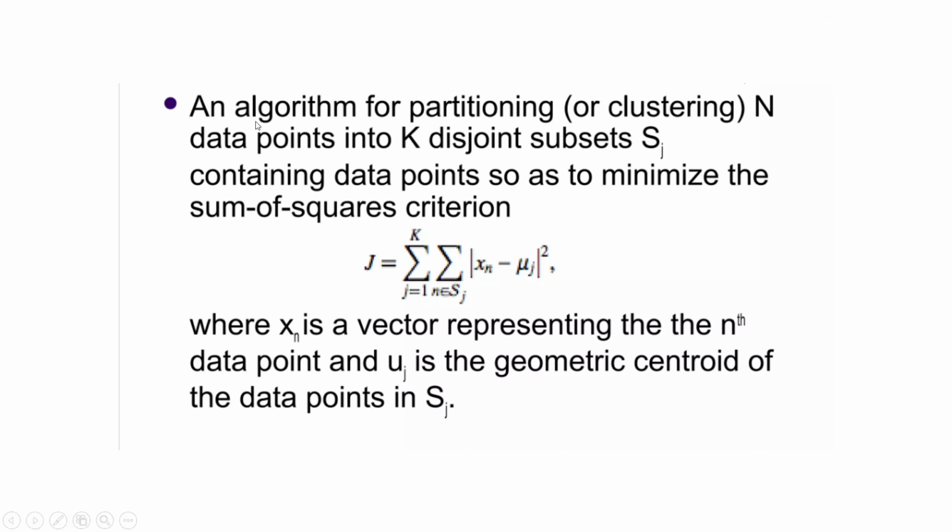It is an algorithm for partitioning or clustering n data points into k disjoint subsets Sj containing data points so as to minimize the sum of squares criterion. We use this formula: J equals sigma j equal to 1 to k, sigma n belongs to Sj, where Sj is a subset and n indexes the data points, of xn minus uj whole square. Here xn is the vector representing the nth data point and uj is the geometric centroid of data points in Sj.